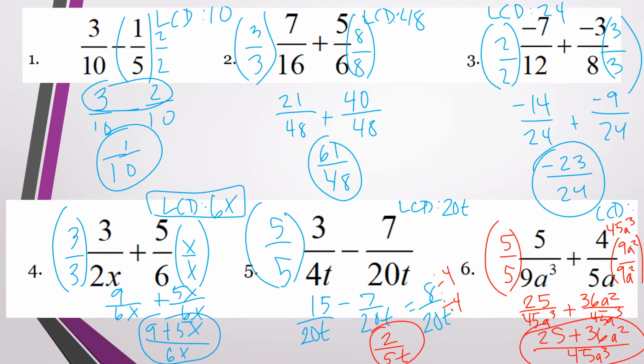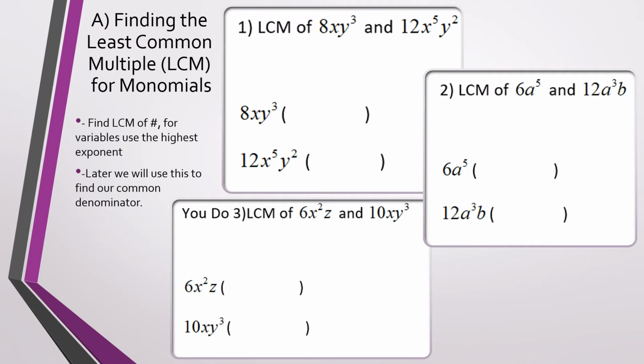Okay, once you finish this, make sure to go up and get the notes. It should say 8.2, adding and subtracting rational expressions, and we are going to get right into it. So our first section is finding the least common multiple for monomials. So between, well, the steps would be to find the LCM of the number.